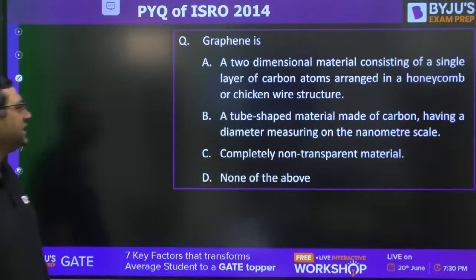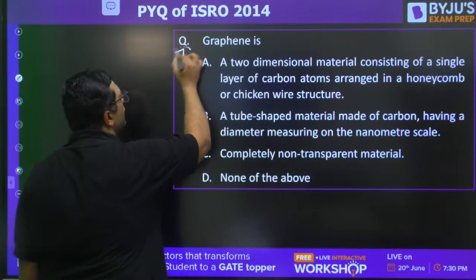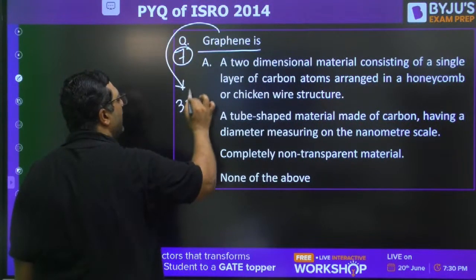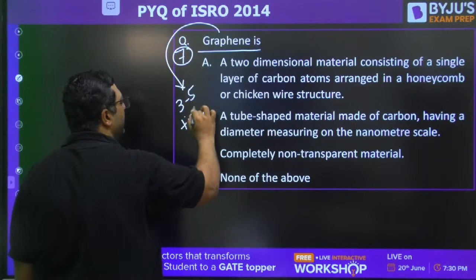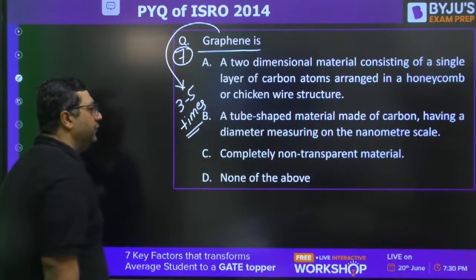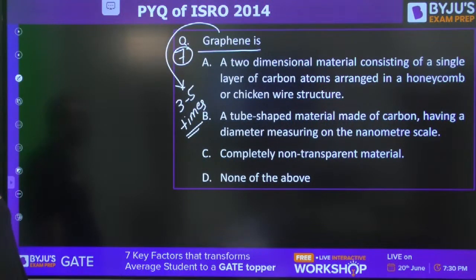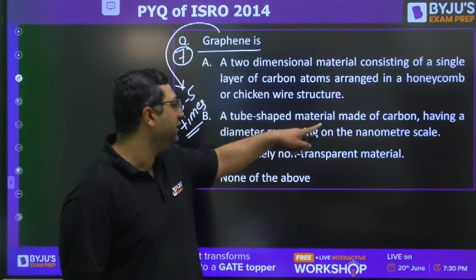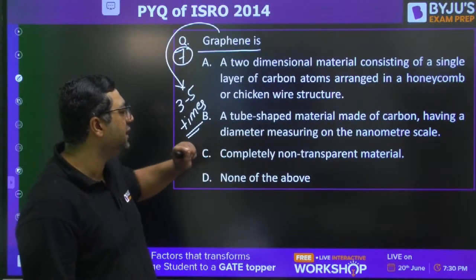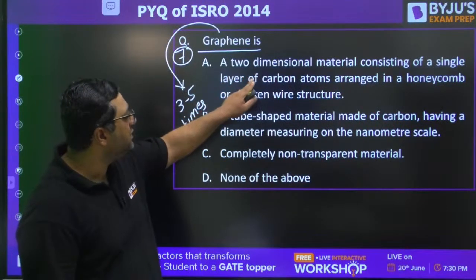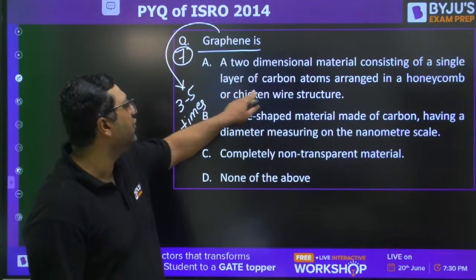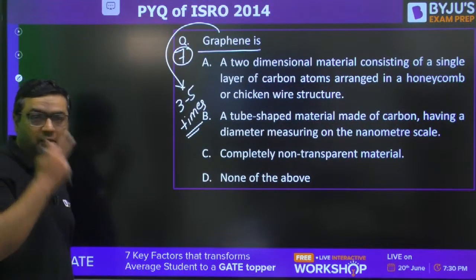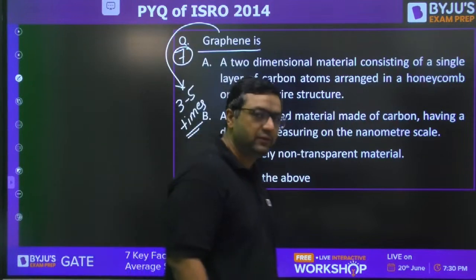Moving to question number 7. Now, my dear, this is also a question on materials. This is repeated 3 to 5 times in ISRO and DRDO. Graphene is a completely non-transparent tube-shaped material made of carbon having a diameter measuring in the nanometer scale, or a two-dimensional material consisting of a single layer of carbon atoms arranged in a honeycomb or chicken wire structure. What do you feel from that?